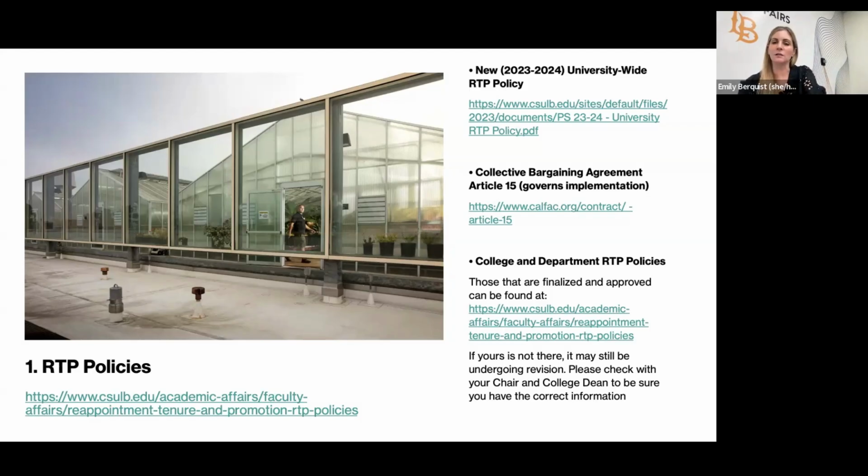Now here you may have questions. If your college and your department were timely and stayed on top of this process, their policies should already be finalized and approved. And all of our RTP policies that have been finalized and approved can be found at the link listed there. If you go there and find that your college and or department RTP policy is not there, that may mean that it's still undergoing revision. What should you do? You should check with your chair and your college dean to be sure you have the correct information. Questions on this?